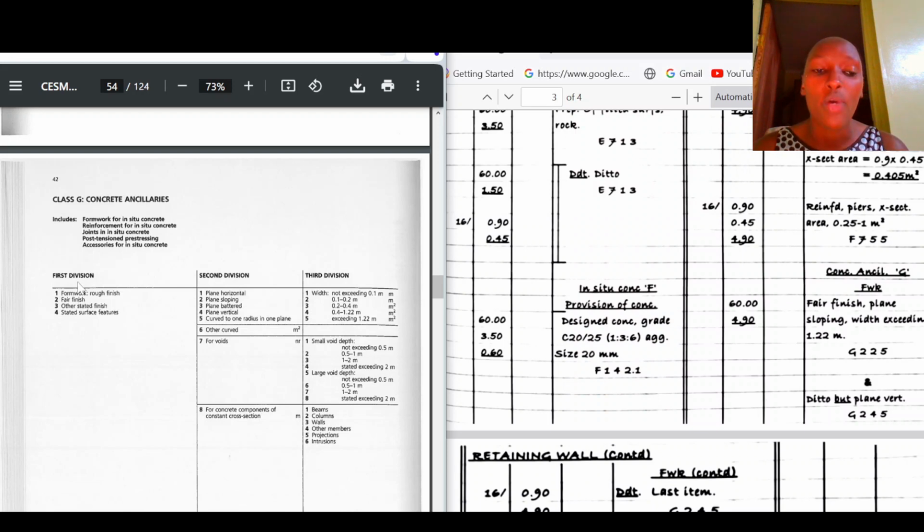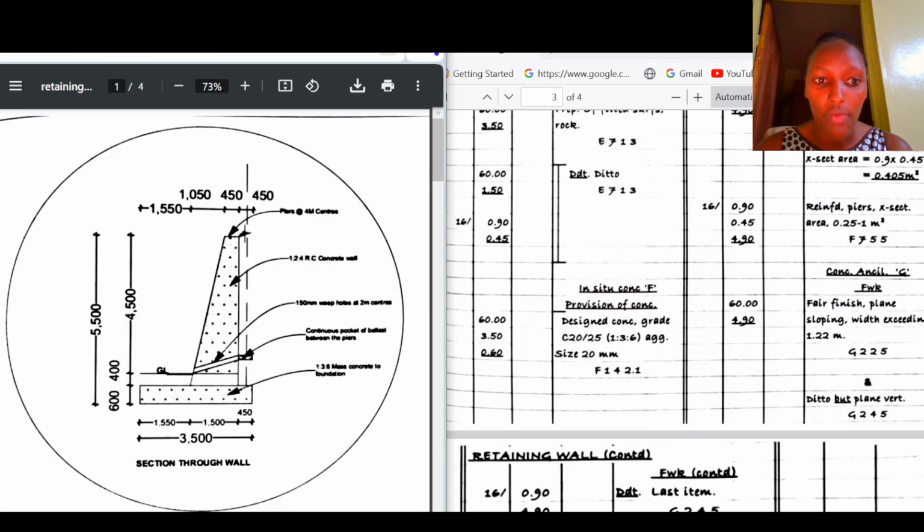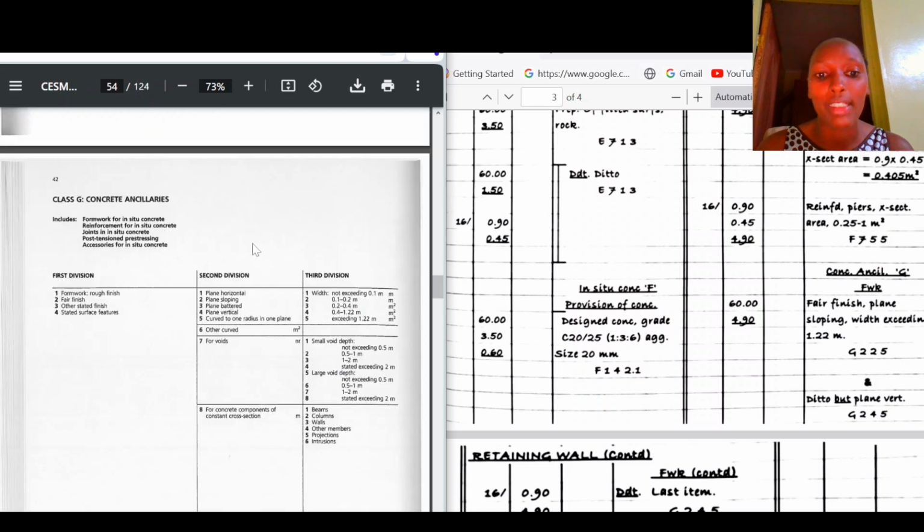Even if we wanted to do plaster or something of the sort, most likely we are not doing tiling, so we'll need a fair finish. So we'll choose fair finish, then plain sloping. Then we look at the thickness of the wall. The width of the wall, we will consider the width of the retaining wall below here. Okay, so the width here is 1.5, then we'll go to the CESMM to see where it lies. 1.5 lies here where it's exceeding 1.22 meters. So we'll measure in meters squared.